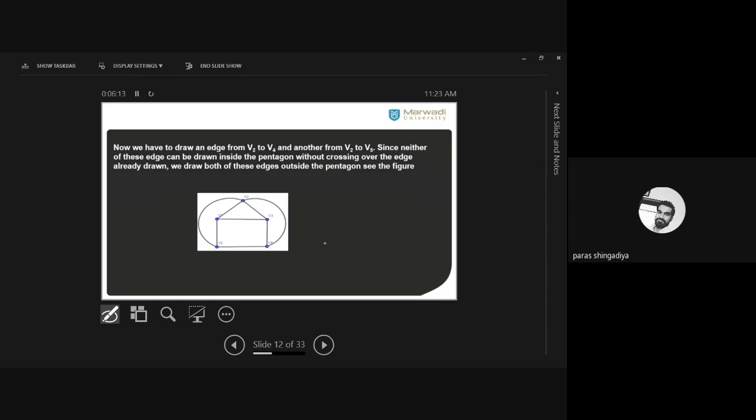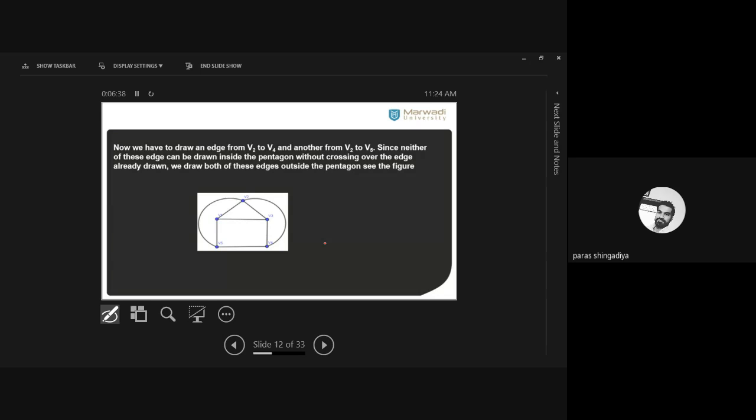So here I have explained: you have to draw the edge between V2 to V4 and V2 to V5. Neither of these edges can be drawn inside the pentagon because one of the edges is already drawn. If you draw it again, it will be crossed with this edge. So consider only the outside regions to connect it. So that we consider in this graph. And then in the next step, 2 edges are remaining to connect.